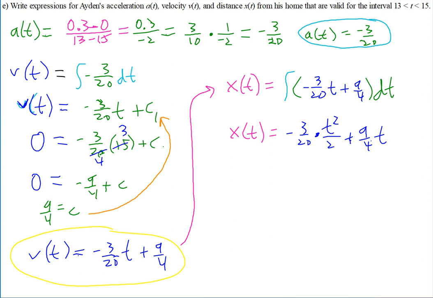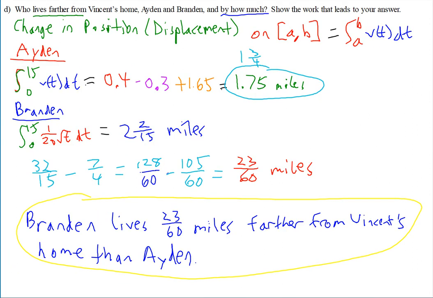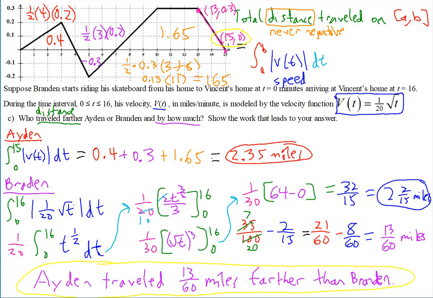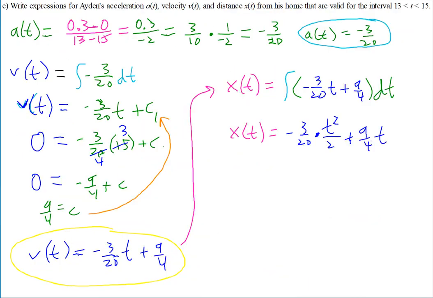Okay, and then we need to plug in a point on position. So, if you look carefully, we actually found one on that interval already. Notice right here we found his actual position, Aiden, at time 15 is 1.75 or 7/4. So that's the point I'm going to use here to plug in to find position. So we know his position is 7/4 at time 15.